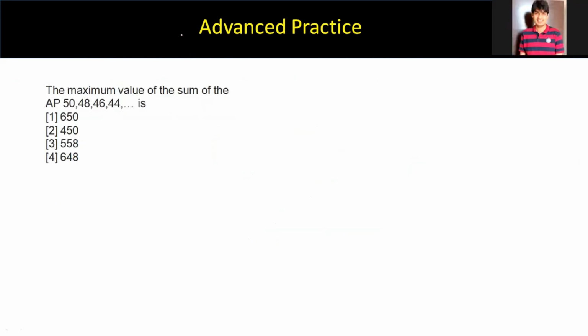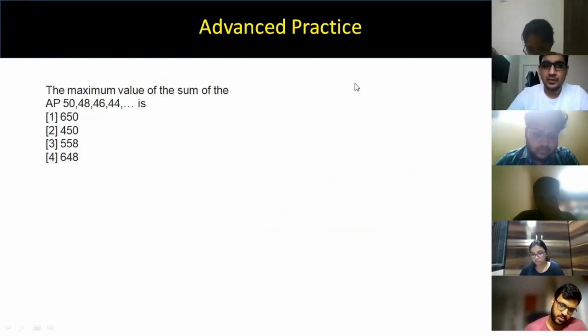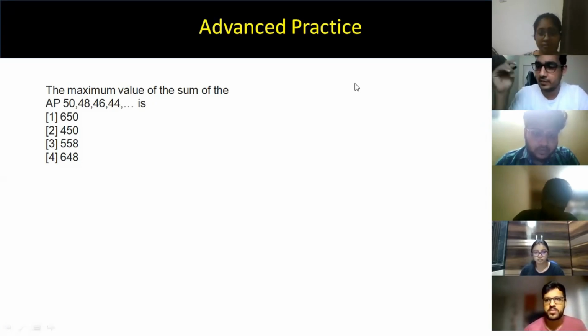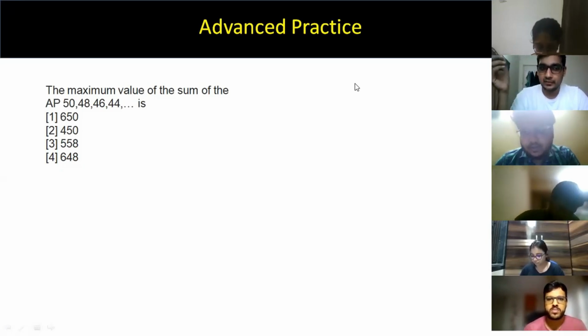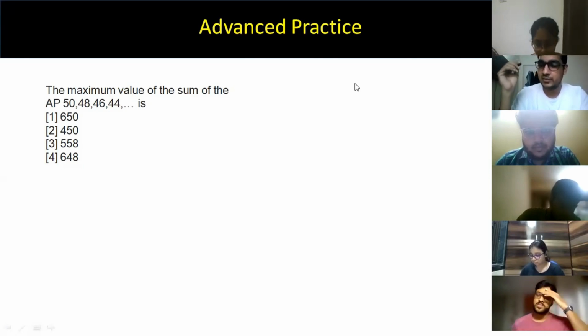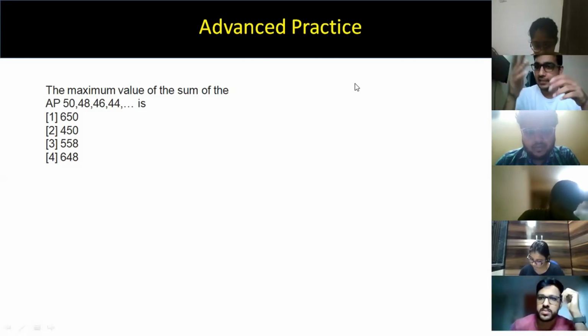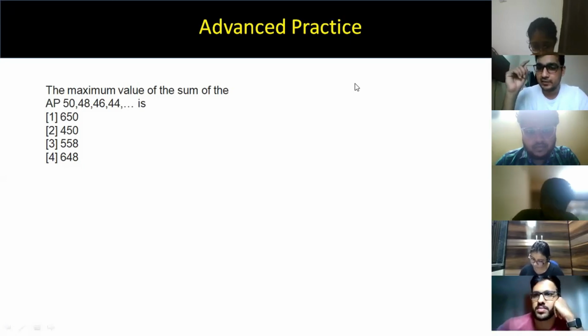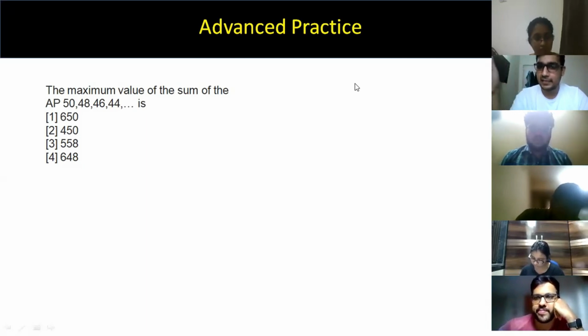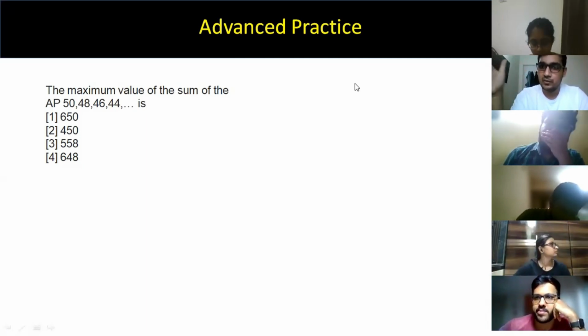let's solve this one. Is it clear to everyone? When will the sum be maximum? The maximum will be when all the numbers are positive. As soon as any number becomes negative, the sum will keep decreasing, right? So basically you first need to find n such that the terms are positive. How will we find n? This is clearly an AP. What is the difference of the AP? -2. So what will tn be? a which is 50, 50 plus n minus 1 into -2 has to be less than 0, right?